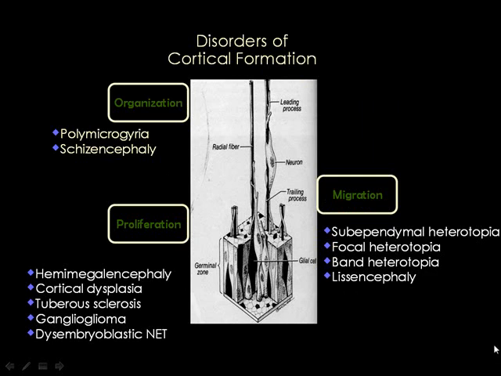Then the final classification of the lesions, you got 3 abnormalities. Abnormalities in the proliferation, abnormalities in the migration, and abnormalities in organization. The proliferation abnormalities will include the hemimegalencephaly, the cortical dysplasia, the tumors including the ganglioglioma and the dysembryoplastic neuroepithelial tumor, some cases of tuberous sclerosis as well. Disorders of migration will include subependymal heterotopia, focal heterotopia, band heterotopia, and the lissencephaly. The disorders of organization include polymicrogyria and schizencephaly.